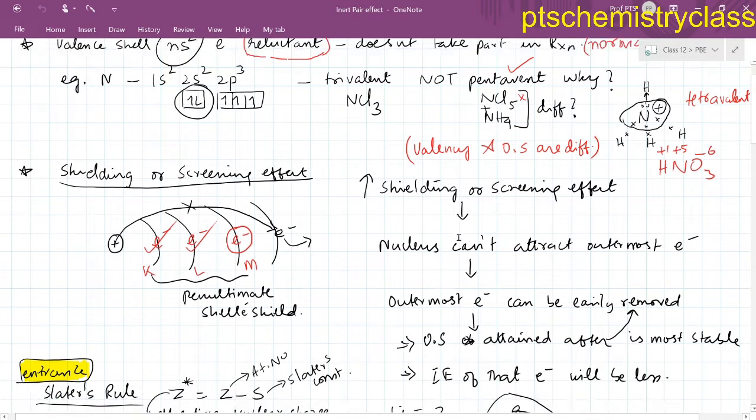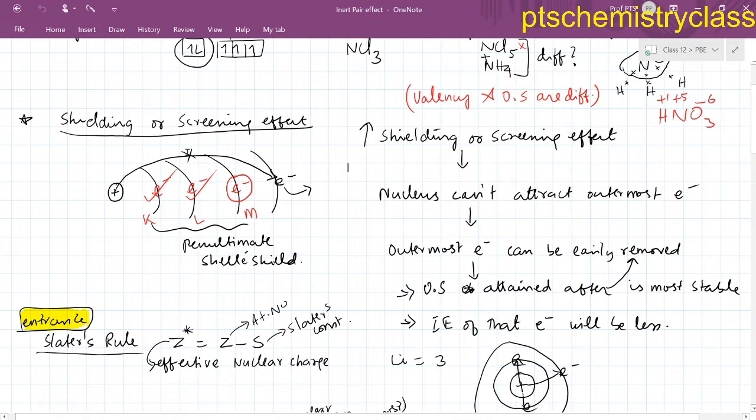What is the shielding or screening effect? The attraction of the outermost electron by the nucleus is prevented by the electrons present in the penultimate shell. This prevention is called shielding or screening. When the screening or shielding is very high, that means the nucleus cannot attract this electron, therefore it is free to go, and therefore the ionization enthalpy for this will be less, and so on. Other aspects of this free removal will be attributed to this strong shielding.